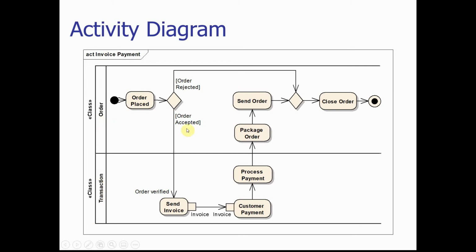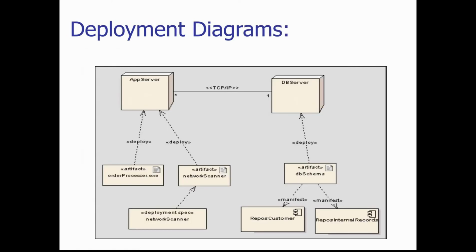So in here it shows that these activities are the order's responsibility, and the transaction is responsible for the send invoice, process payment, and the customer payment activity. So in here we can separate by the responsibility by using this swimlane. We don't change the activity diagram, we just reorganize them so that it is clear to tell who is responsible for what. So this activity diagram is very useful to analyze the software.